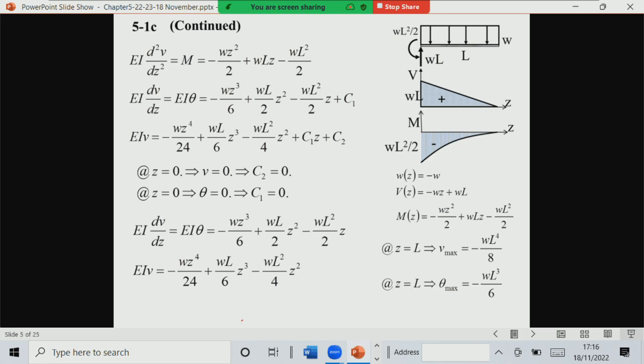Now, a common mistake among you in the exam or for the course that you're doing at the moment is that some students write a constant value here. As you can see, bending moment is not a constant value, it's a function of z. Any question in relation to this example?